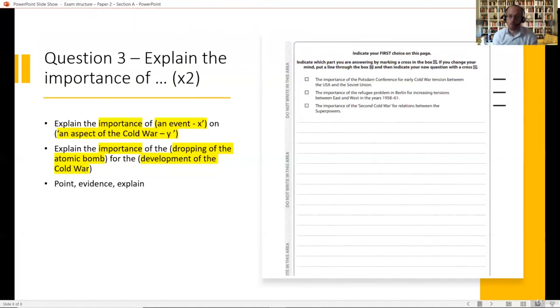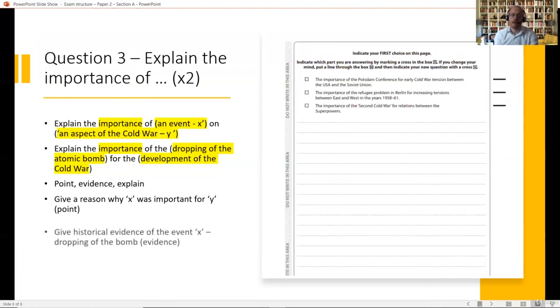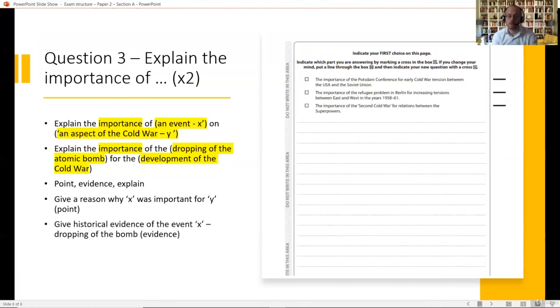So you can go with the point, evidence, explain structure again for this question. So your point, give a reason why X was important for Y. So you might say the atomic bomb was important for the development of the Cold War because it led to an arms race. Okay, that's a reason why X was important for Y. Okay, then you give historical evidence of the event X, e.g. you could talk about the dropping of the bomb on Hiroshima and Nagasaki as a result of Truman's orders.